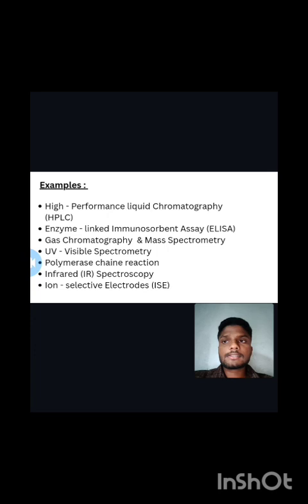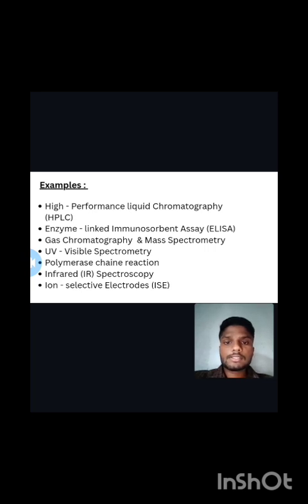And next one is polymerase chain reaction, an application in molecular biology and clinical diagnosis. PCR primers and probes are designed to bind only to the viral genetic sequences, and specificity ensures that other coronaviruses and human RNA do not give a false positive.